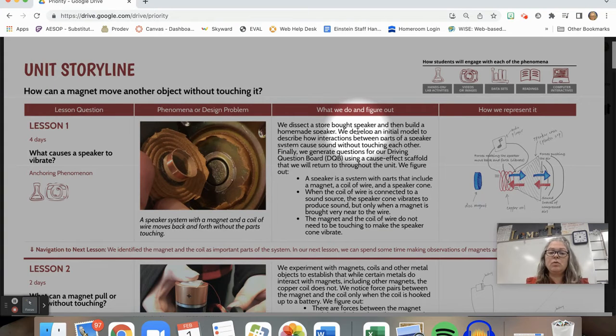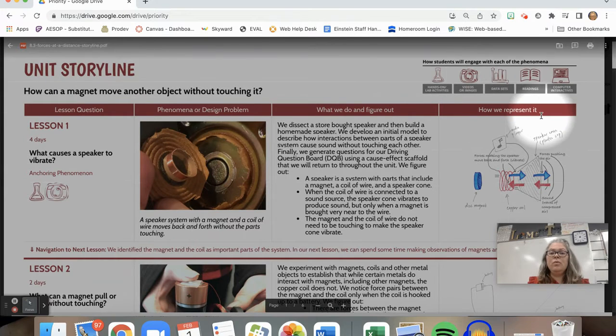The next column is what we do and what we figure out. So again, this gives you an overview of what the students are actually doing, and now it's in a written form, as well as what they should be figuring out. Finally, we have the 4th column, which is how we represent it. And this is really showing how students are going to represent visually what they understand and the information that they are gathering. For every lesson, you will be able to see these same 4 sets of information.